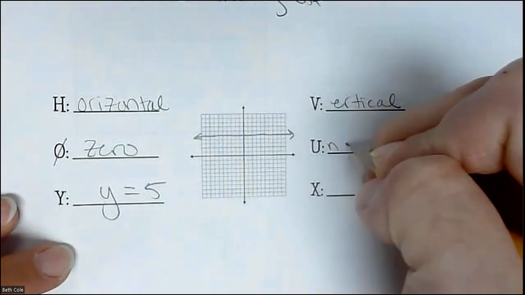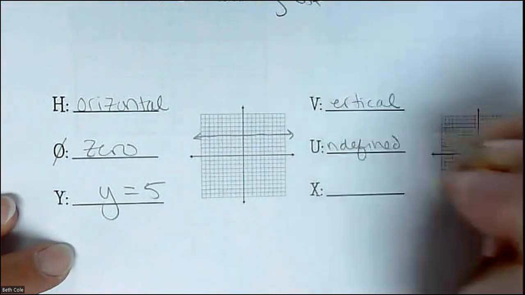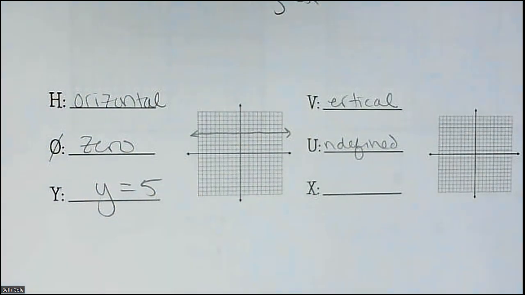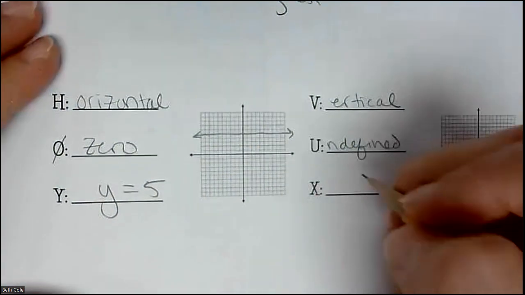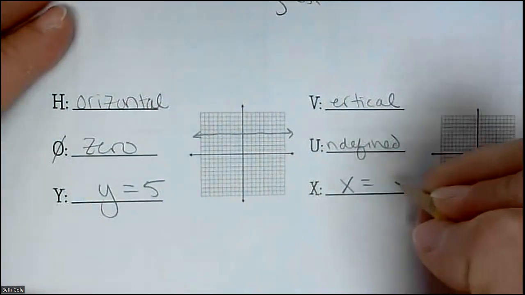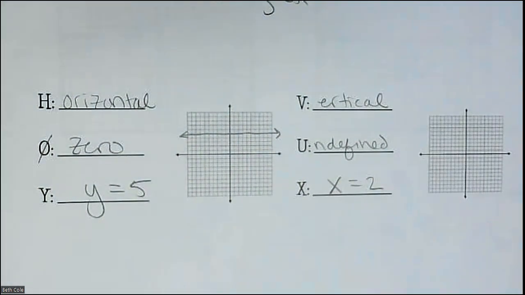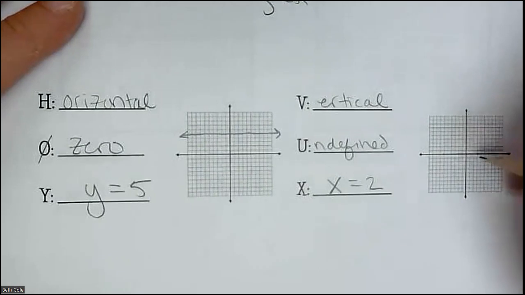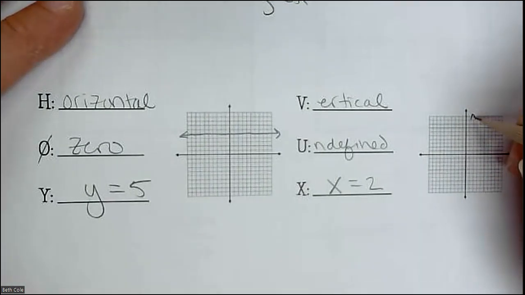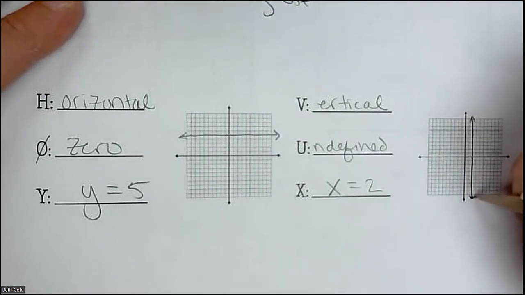And the U stands for undefined. So instead of a zero slope, it's undefined. And the equation is going to be x equals something. So say we did x equals 2. I just made that up. It could be x equals any number. You would count to 2 on the x-axis and draw a vertical line.